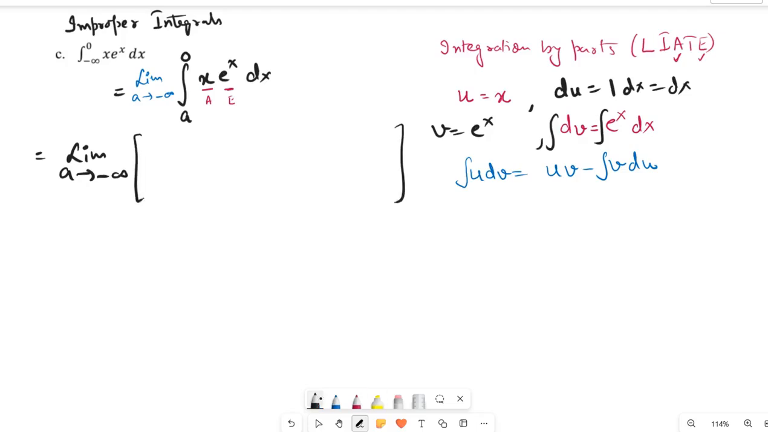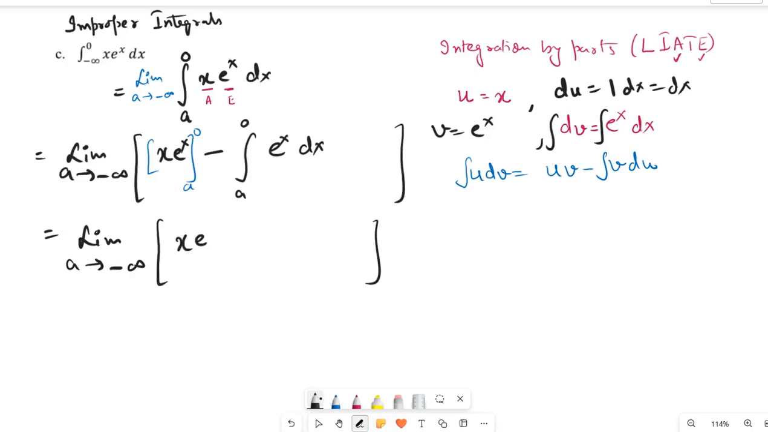Integral is uv. U is x, e^x, minus integral a to 0 of v du. V is e^x, du is just dx. Okay. And once you're done with the integral, you need to put the limit. I'm going to put the whole limit at the end, so I'm not going to worry about that now.